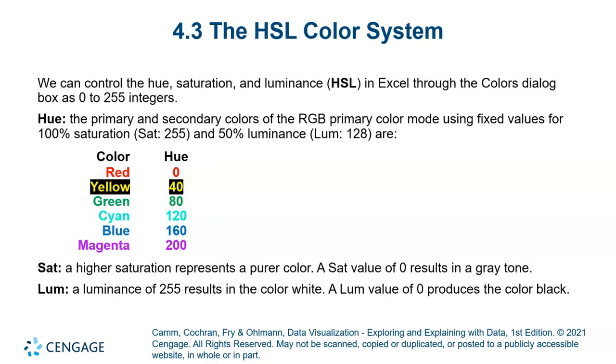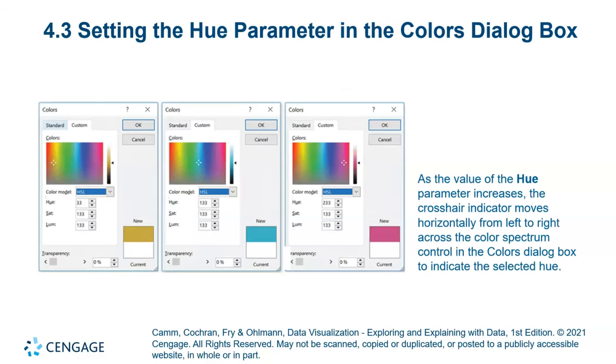HSL color systems have numbers, from minimum to maximum. Saturation goes up to 255, and luminance is 128. Then we have different colors, with hue RGB being three different hue colors. A higher saturation represents a purer color. A saturation of zero results in a gray tone, while for luminance, a value of 255 means whiter, and zero means blacker.